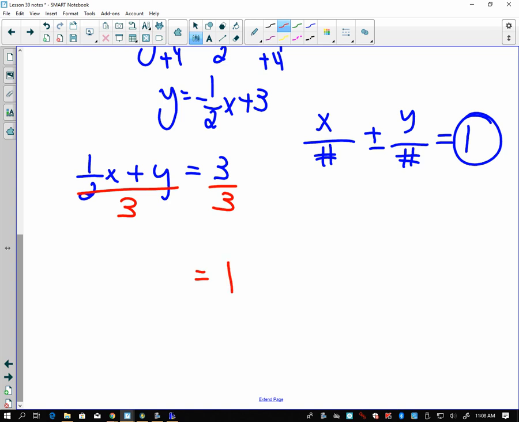All right, what's 1/2 divided by 3? Well, that would be the same as 1/2 multiplied by 1/3, right? 1/6, or x over 6 plus y over 3. It's x over 6 plus y over 3 equals 1. That is the double intercept form. If this was a negative here for some reason, okay? All right, does that make sense? Do we understand how to get the double intercept form of an equation?